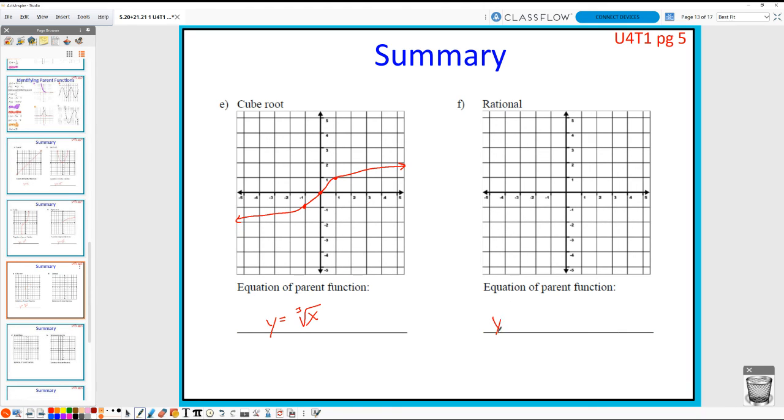Rational, again, there are 2. I have y equals 1 over x. Again, I do have a vertical asymptote as well as a horizontal asymptote. And I have these points. I don't know if you remember these points. If not, I do recommend you rewatch those videos from a long time ago. But at the same time, you don't really need to know exactly how to get these points. I would just say you need to know the general shapes.